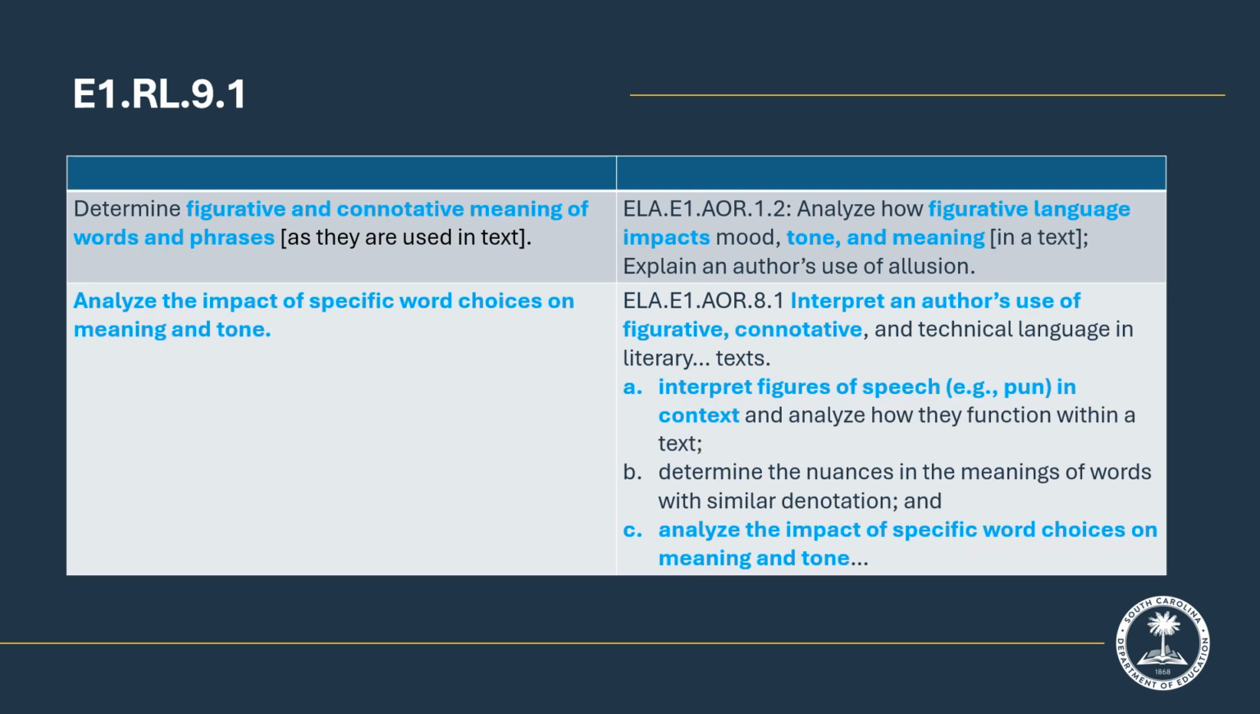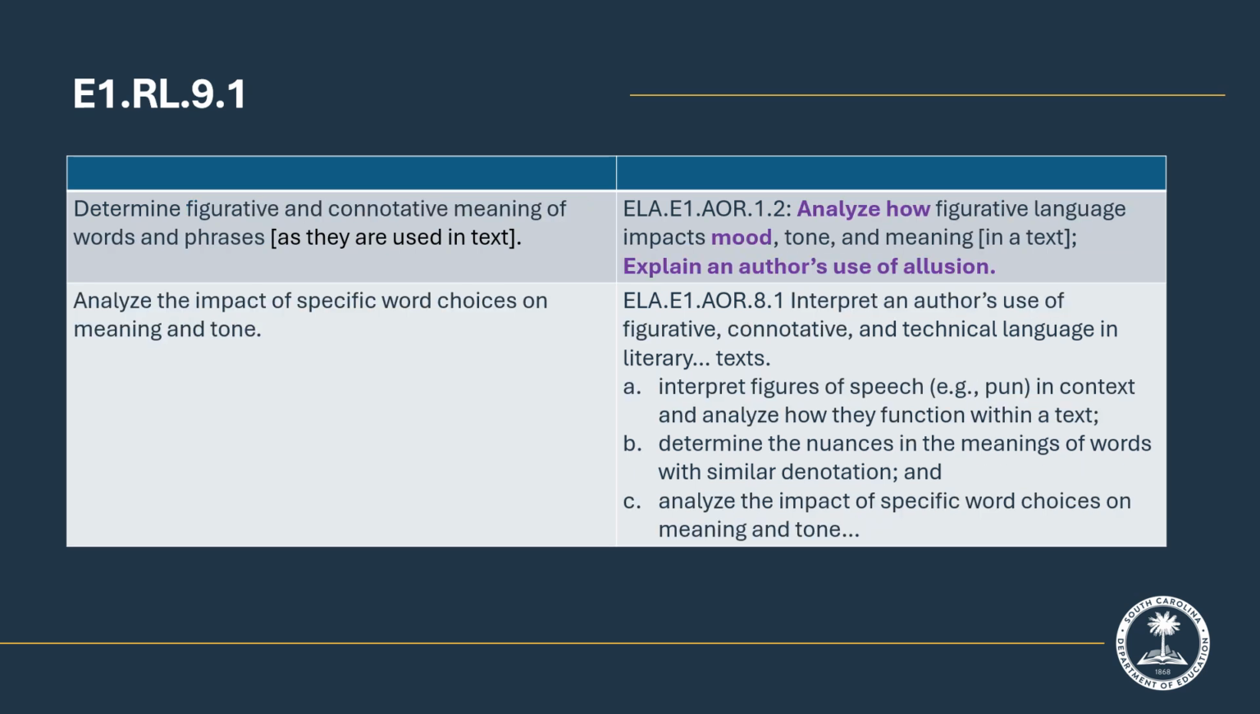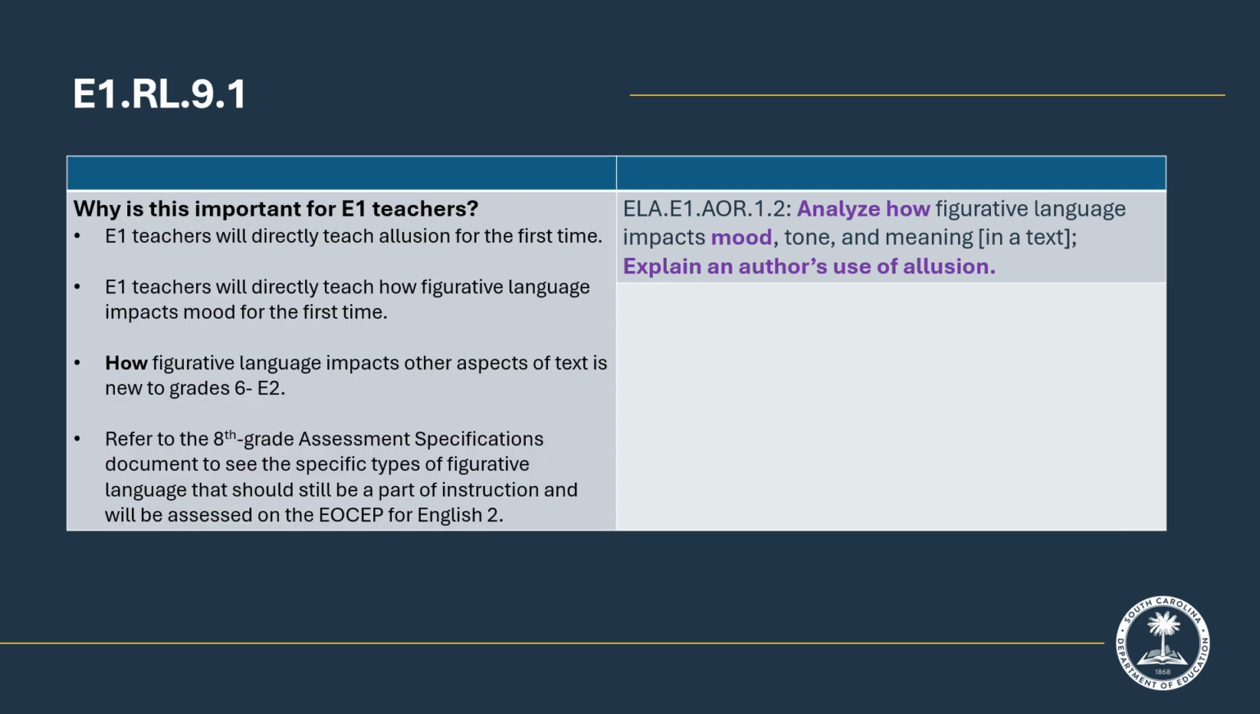What is in blue crossed over from the old standards to the new standards. Here we only see purple on the right side. This tells us that nothing left English 1 instruction, but things have been added to English 1 instruction. Why is this important for English 1 teachers? English 1 teachers will directly teach allusion for the first time. English 1 teachers will directly teach how figurative language impacts mood for the first time.